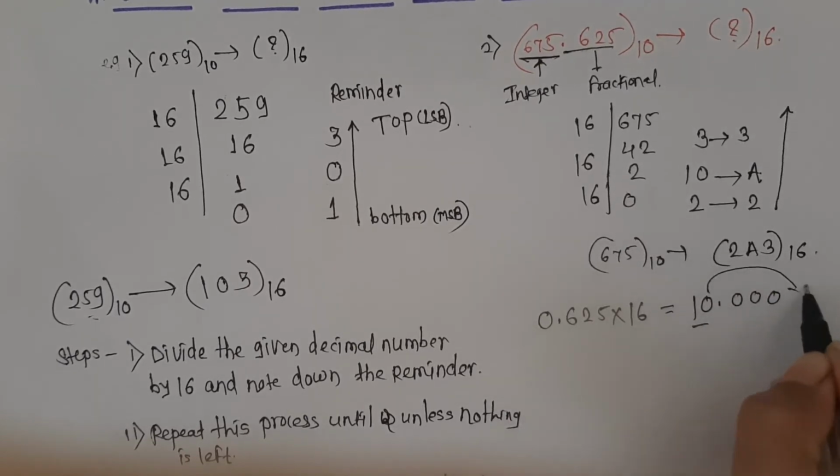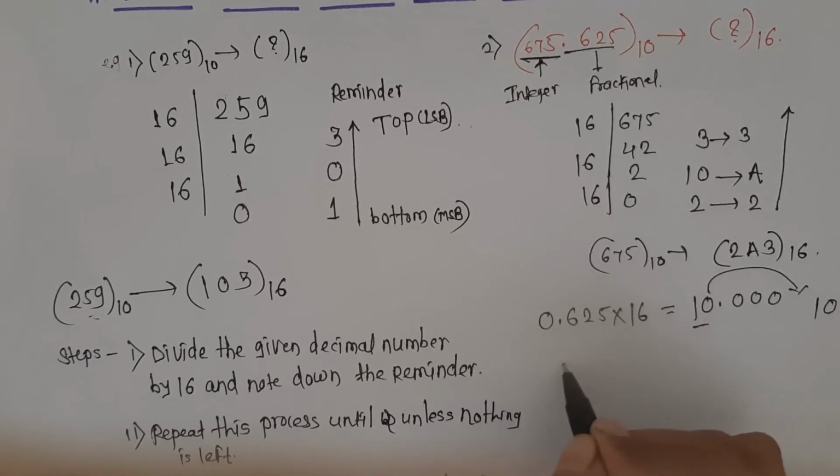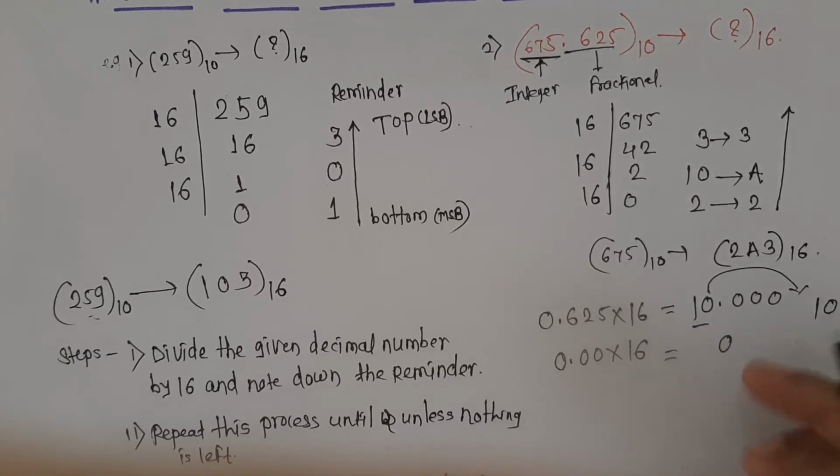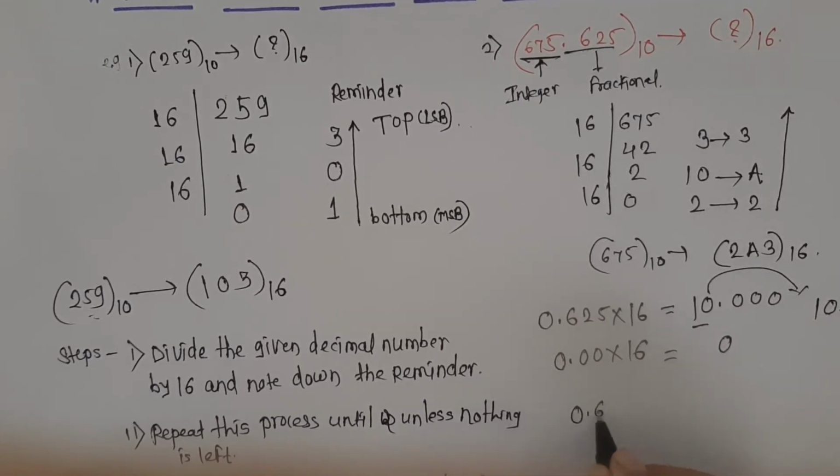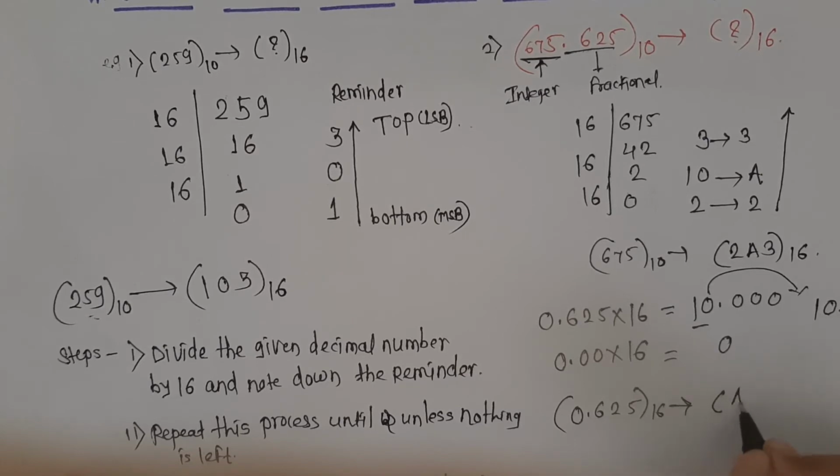We write it to the right side and take the next fractional part, but here the next fractional part is 0.0. After multiplying we get 0, so the process stops here. This 10 will be marked as A. So the conversion of this fractional part, 0.625, to the base 16 is A0.